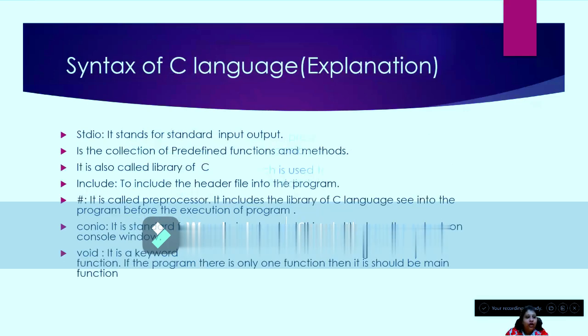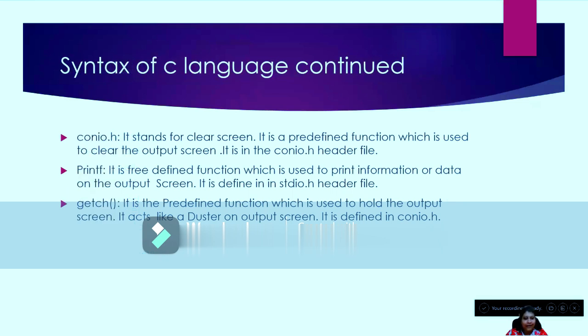Okay. Now we'll go to conio.h. That is clear screen. Printf is a predefined function which is used to print information or data on the output screen. It is defined in the stdio.h header file.